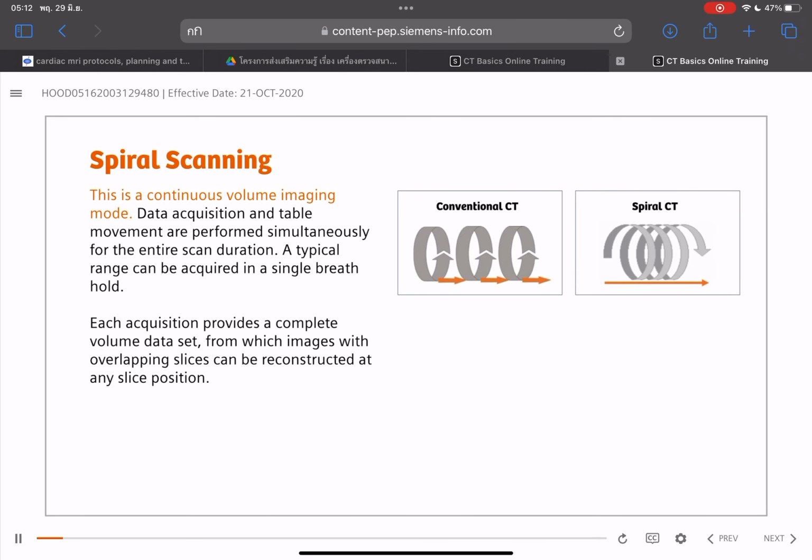Spiral scanning is a continuous volume imaging mode. Data acquisition and table movement are performed simultaneously for the entire scan duration. A typical range can be acquired in a single breath hold. Each acquisition provides a complete volume data set, from which images with overlapping slices can be reconstructed at any slice position.